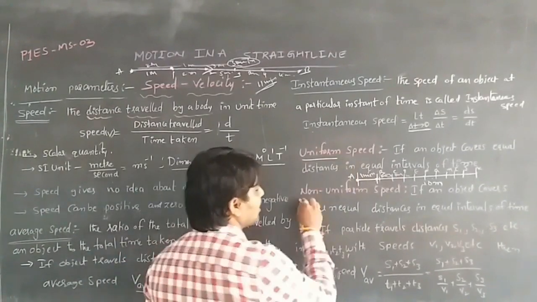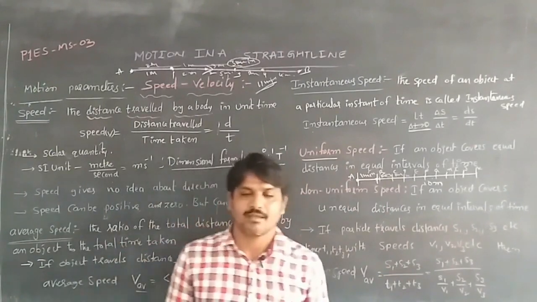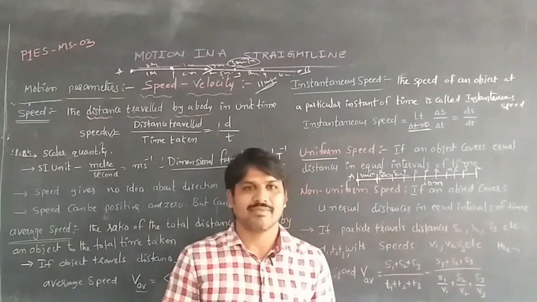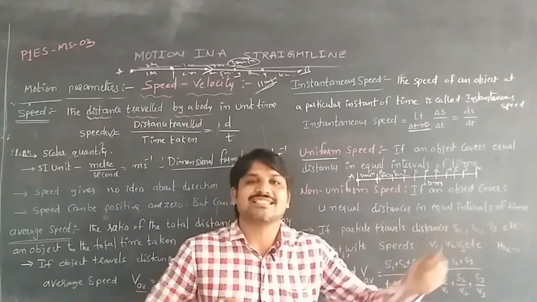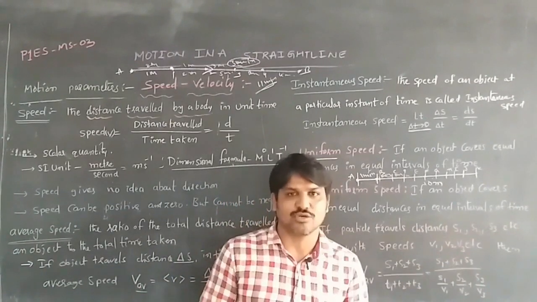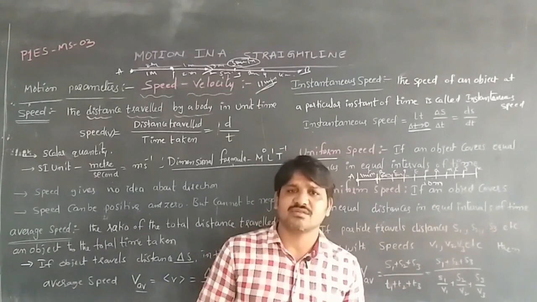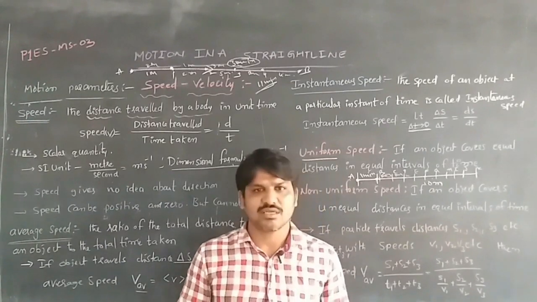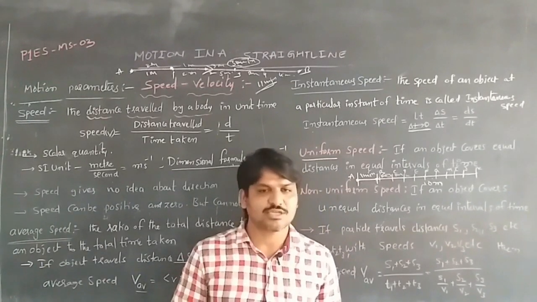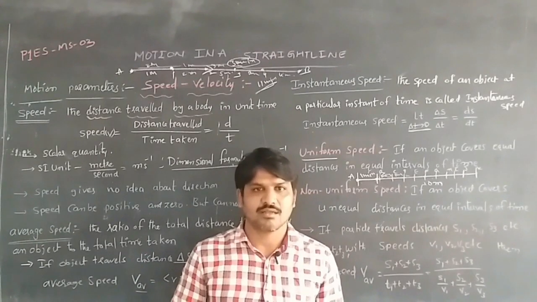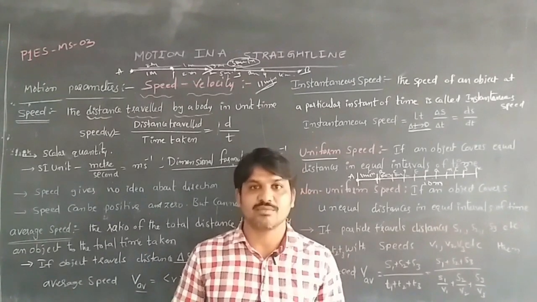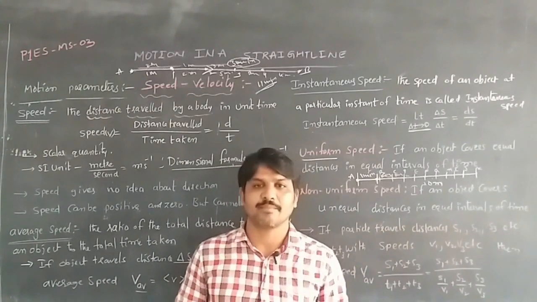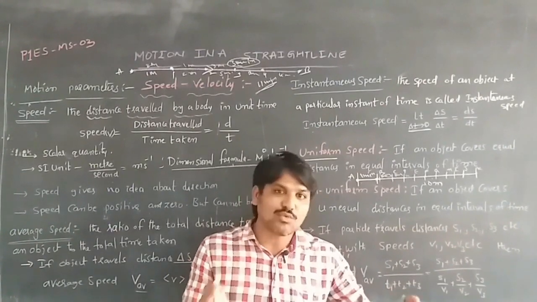In the case of non-uniform speed, which is the opposite, the body travels unequal distances in equal intervals of time, or equal distances in unequal intervals of time. For example, when traveling 30 kilometers, the first 10 kilometers we completed in 10 minutes only, the second 10 kilometers we completed in 30 minutes, and the third 10 kilometers again in 1 hour. These are different intervals of time for equal distances.